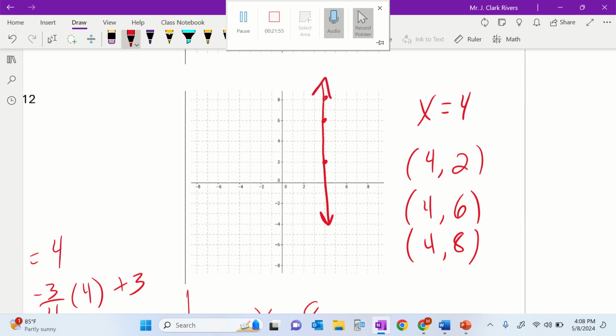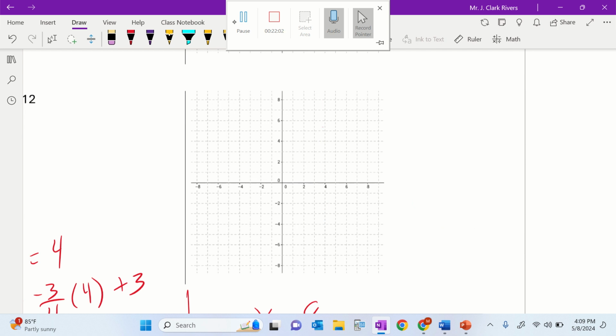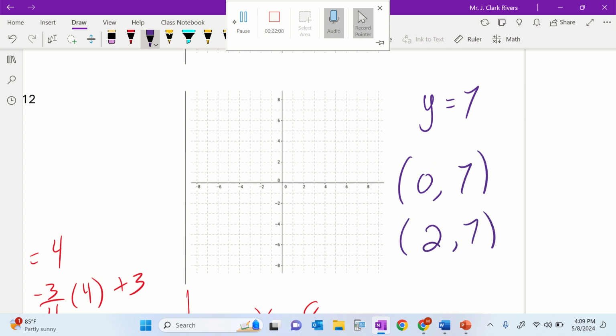Now sometimes you get a graph like y equals some number, like y equals 7. So 0, 7, y equals 7 there. 2, 7, y equals 7 there. 8, 7, y equals 7 there. So 0, 7, boom. 2, 7, boom. And then 8, 7, there you go. So what do you notice there? You get a horizontal line. So just keep that in mind.